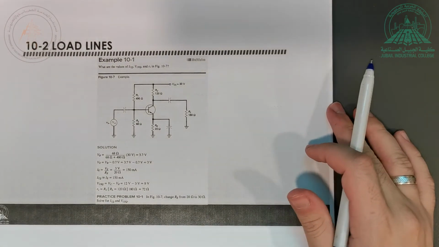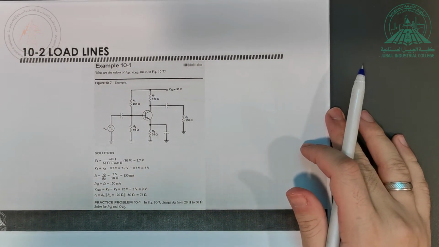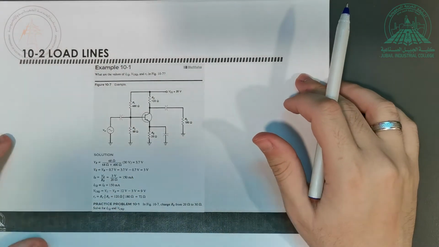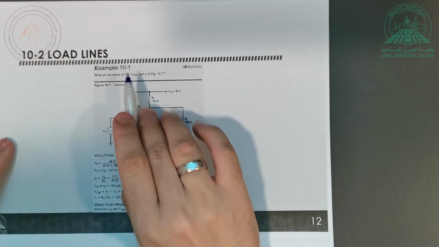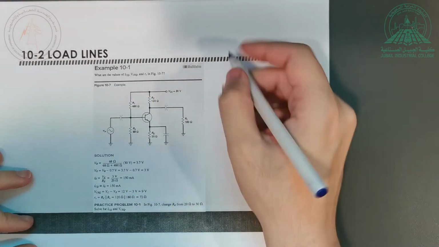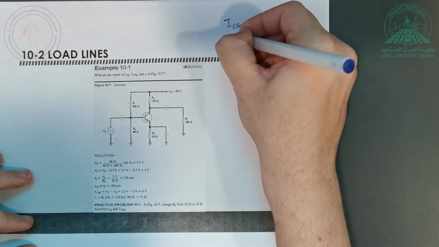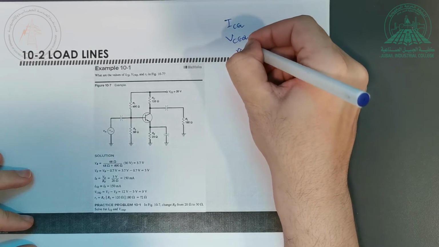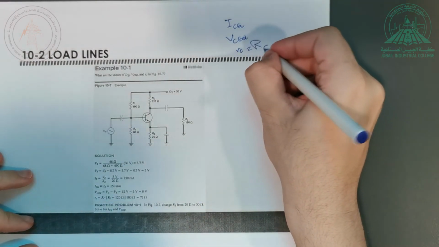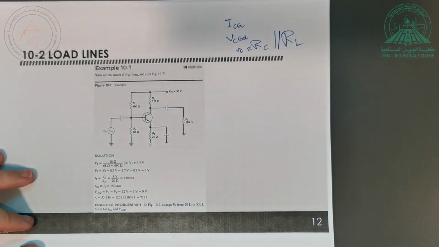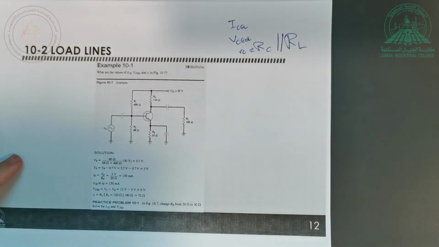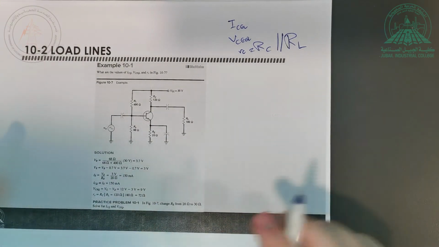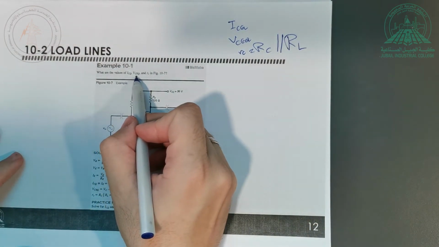Now let's apply all of that in an example. Here I have example 10.1 from your book. He's asking what are the values, because if you want to draw the load line, as you can see, these parameters are important. I need to know what is ICQ, VCEQ and RC small اللي ايش اللي تساوي RC capital parallel مع RF. So all these parameters are important. We need to get them. So if this is my circuit like that, how do I get these parameters? Now I'm going to start with these two, VCEQ and ICQ.